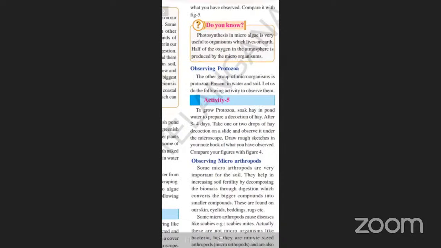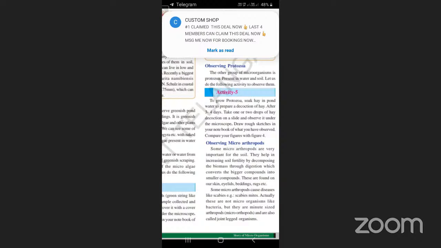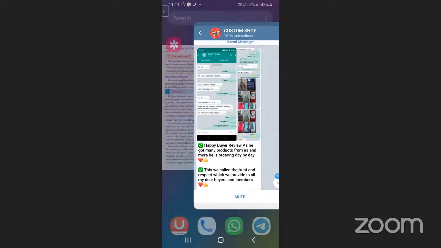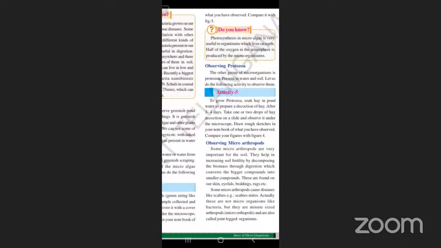Children, as time is up, I'm going to wind up the session. Observing protozoa, activity 5, let us continue in the next class. Please be ready to learn about protozoa in the next class, and I'll come up with beautiful slides. Thank you everyone.